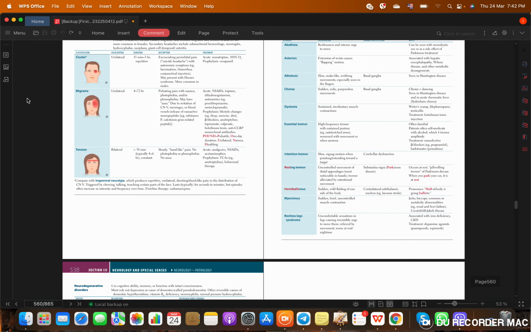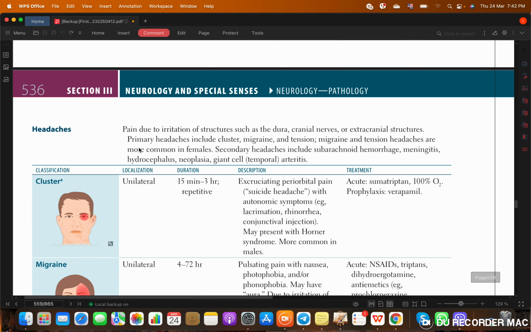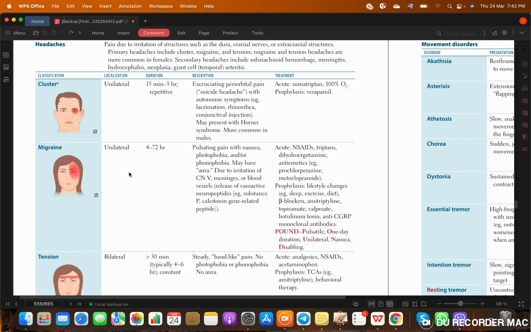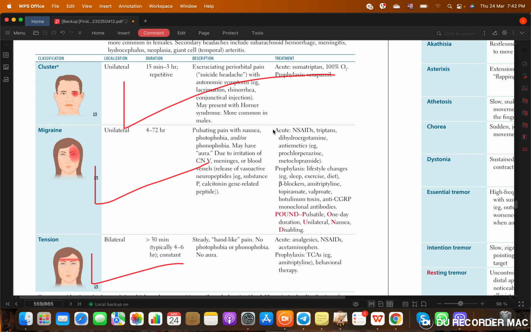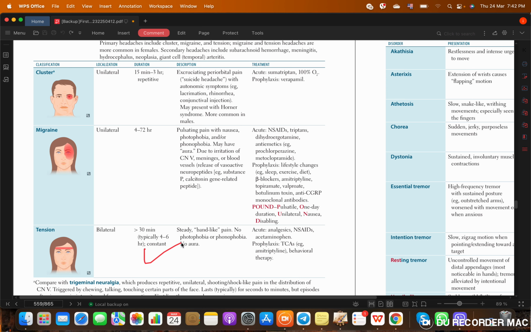The next thing is going to be about headaches. We have cluster, migraine, and tension. This is the most common. This is the second most common. This is the least common. By severity, this is the least severe, more severe, most severe.